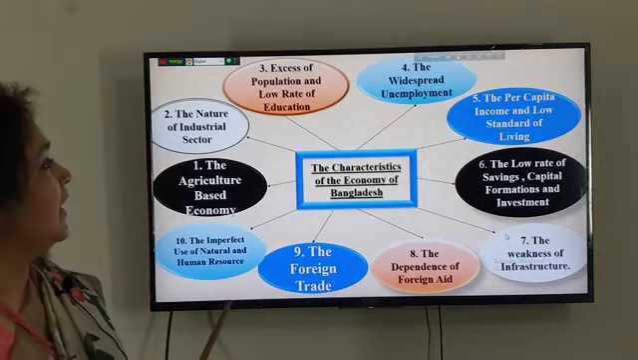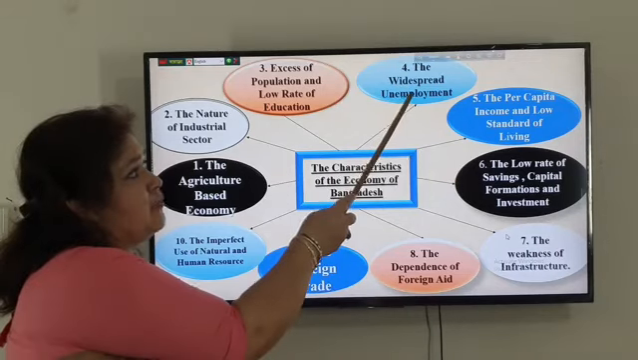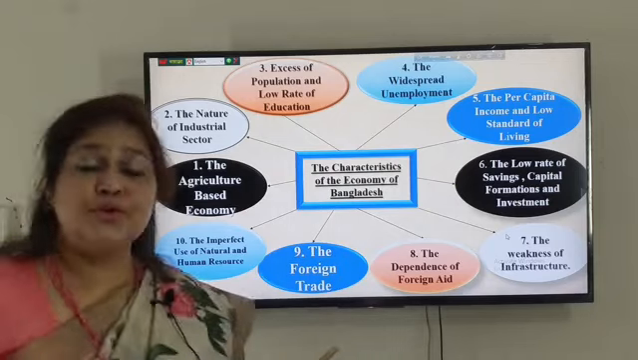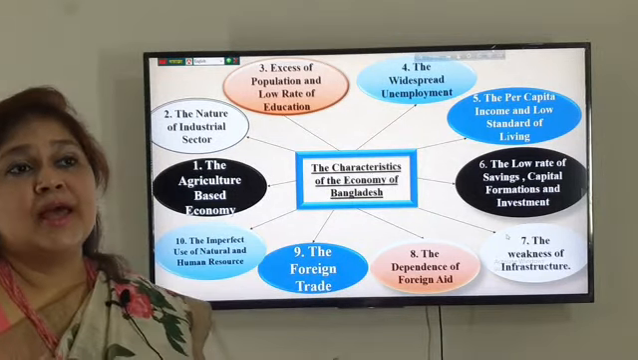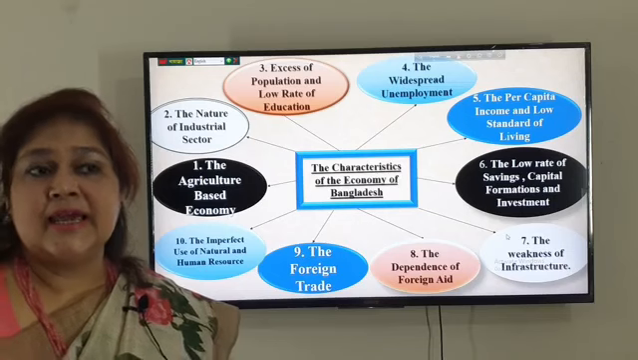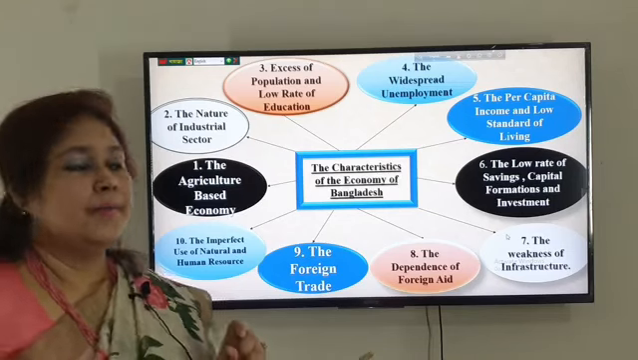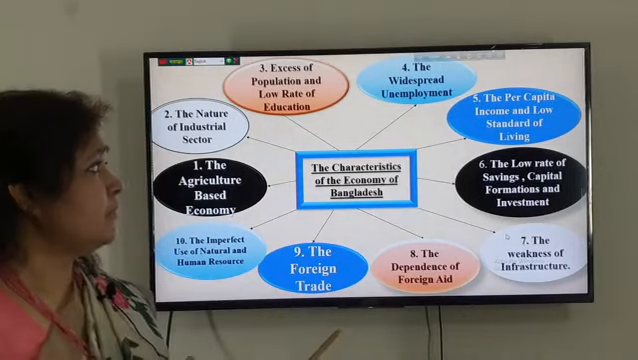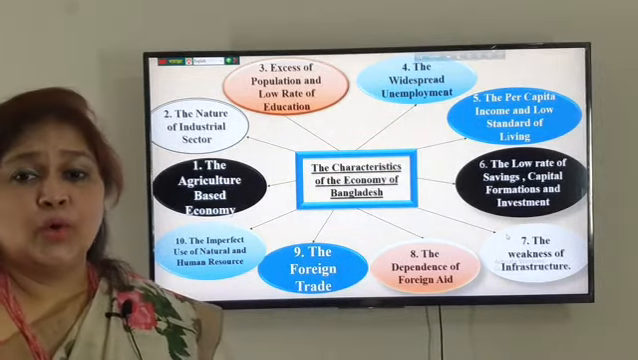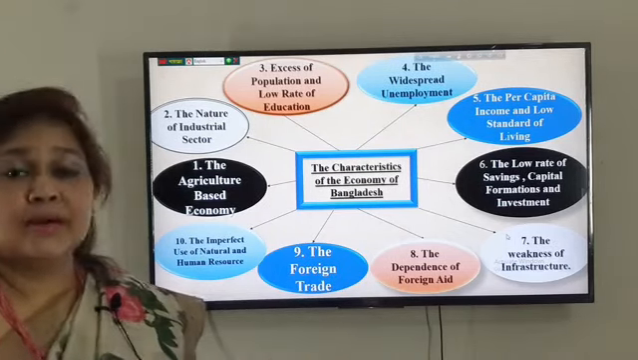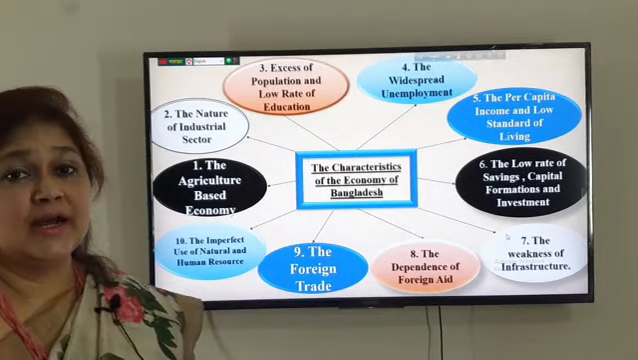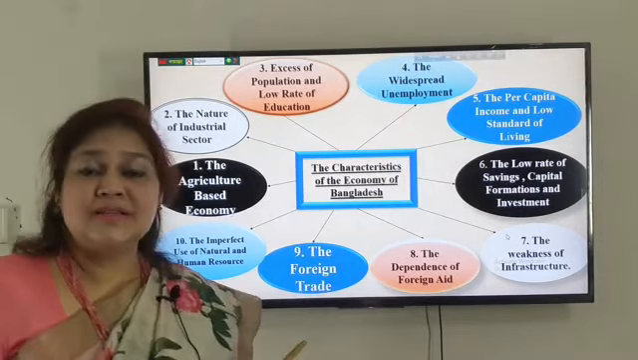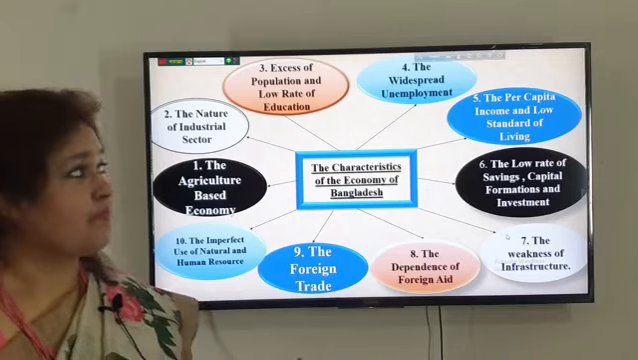Okay. And number 4 characteristic is the widespread unemployment. We know we have overpopulation, and most of the people are engaged in daily labor activities. So their wage is very low, and due to low per capita income, we see the widespread unemployment in our country.